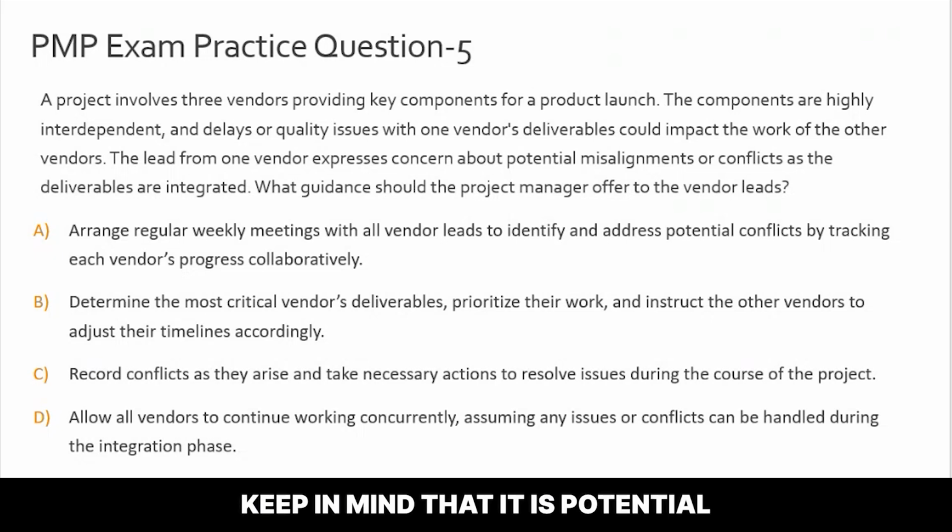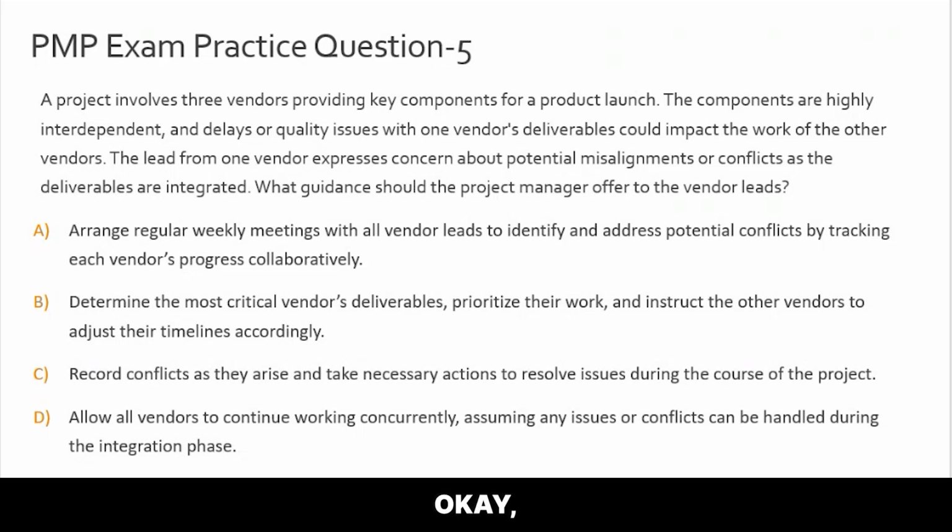Keep in mind that it is potential misalignments or conflicts that we are referring to. We are not referring to actual misalignments or conflict that has already occurred in the project. So we are talking about a risk, not an issue. Okay. So what guidance should the project manager offer to the vendor leads?